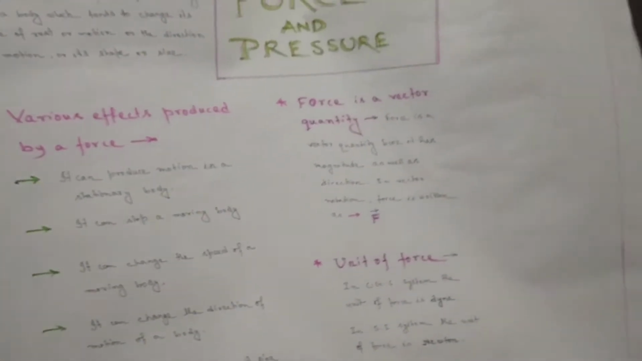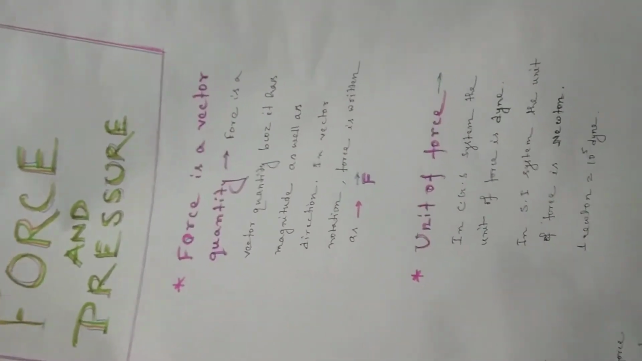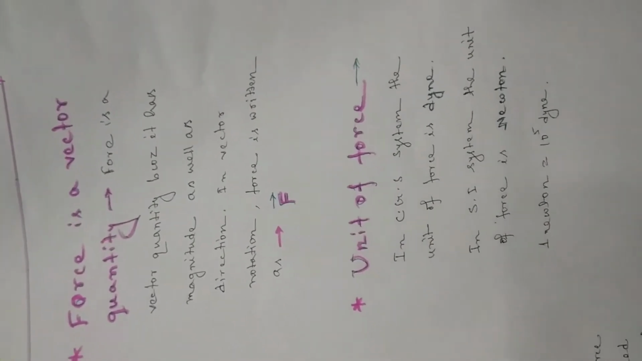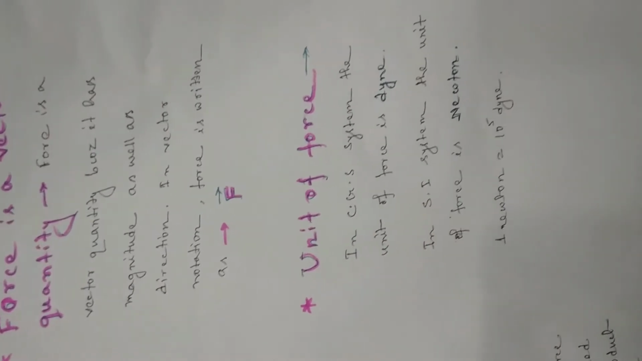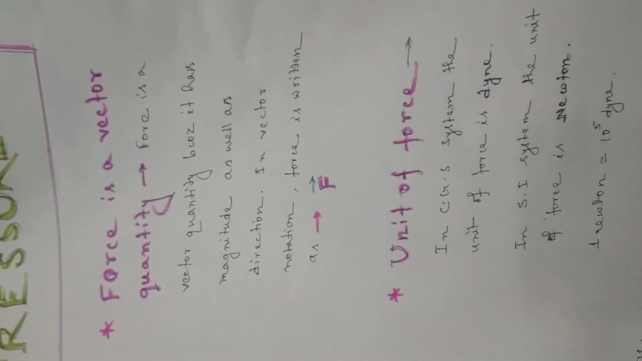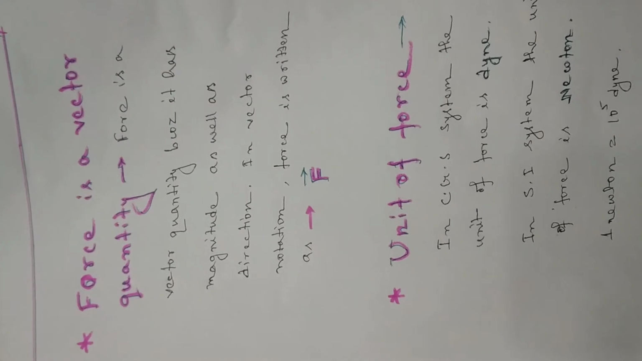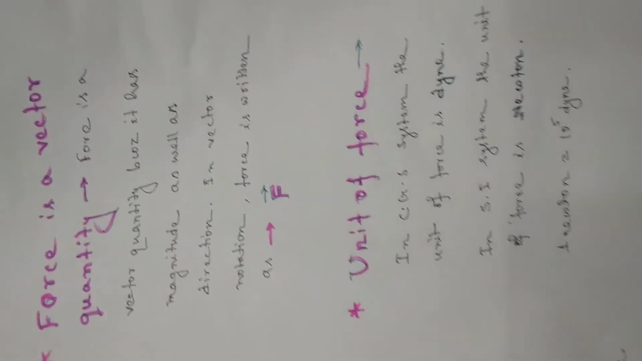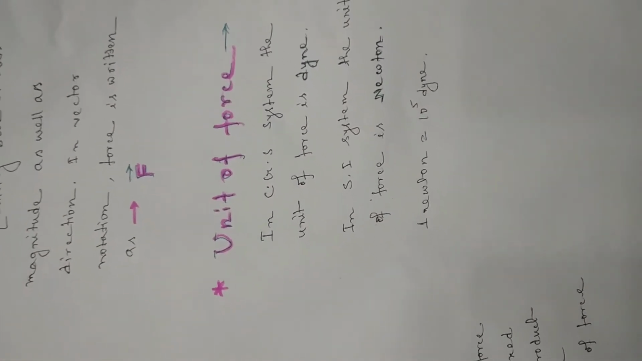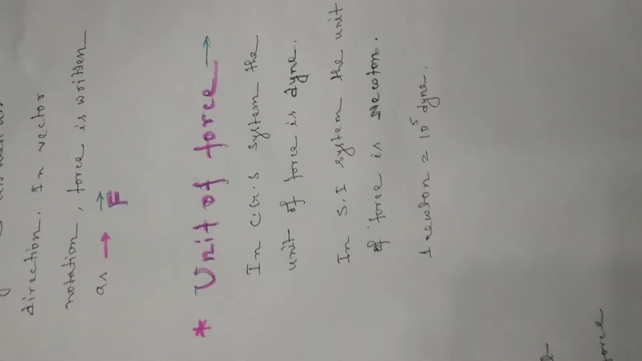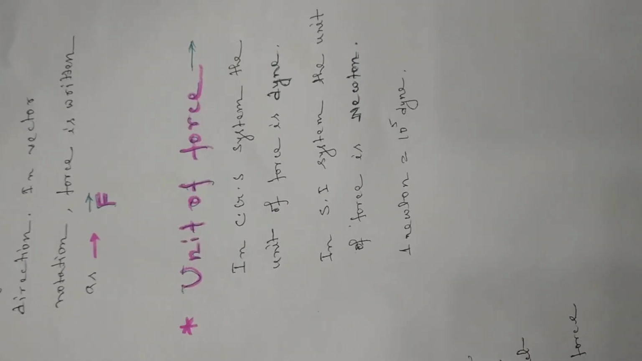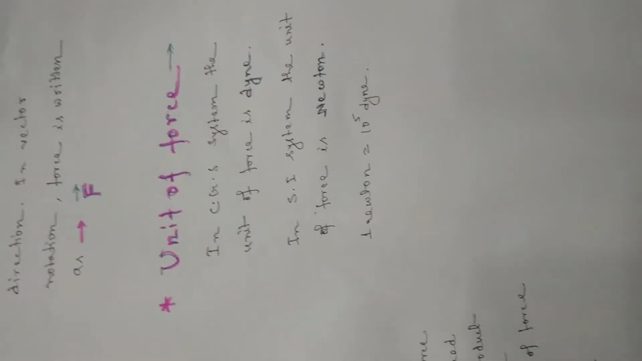Now we have to know one thing about force, that force is a vector quantity. Force is not a scalar quantity. The formula of force is F is equal to m a, where F is denoted by force, m is mass and a is acceleration. Now force is a vector quantity, so force has magnitude as well as direction. Scalar quantities have only magnitude, and vector quantities have magnitude as well as direction.